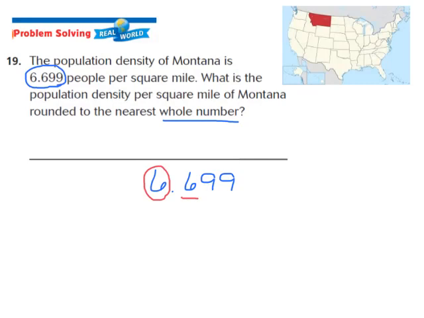Now what I know is this. I know that 6 is greater than 5. And if 6 is greater than 5, I have to increase my circled digit by 1. So when I add 6 plus 1, that's going to take me to 7. So I'm going to write down my 7, and then what I know is this. I know that the digits behind that circled digit drop off, they go away. So when I round the population density per square mile of Montana to the nearest whole number, it turns out to be 7 people per square mile.